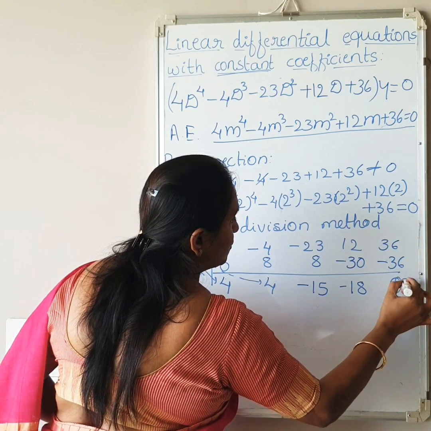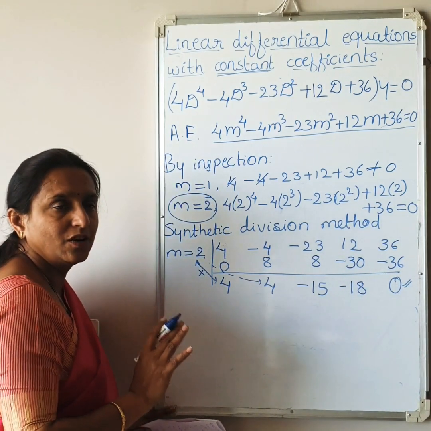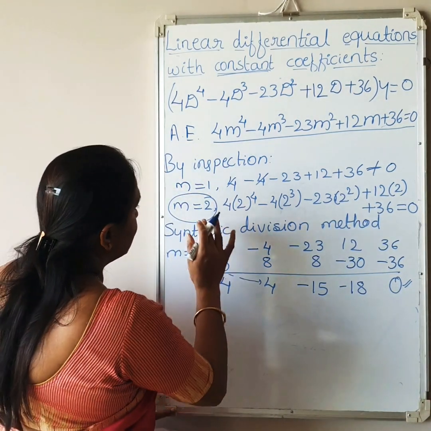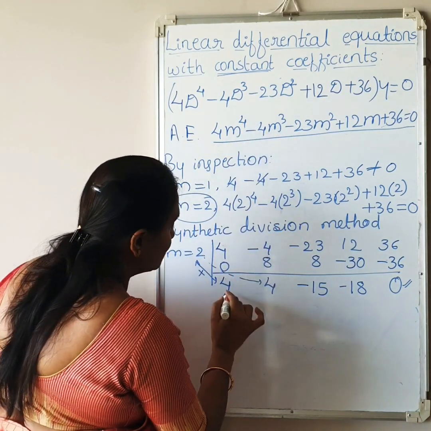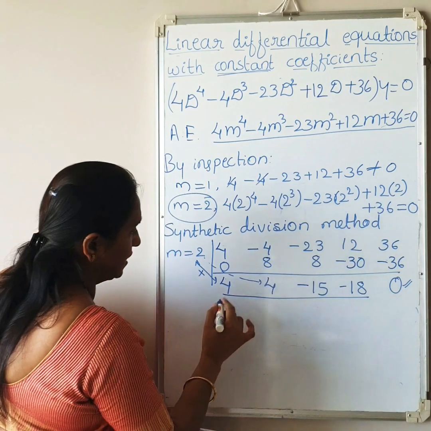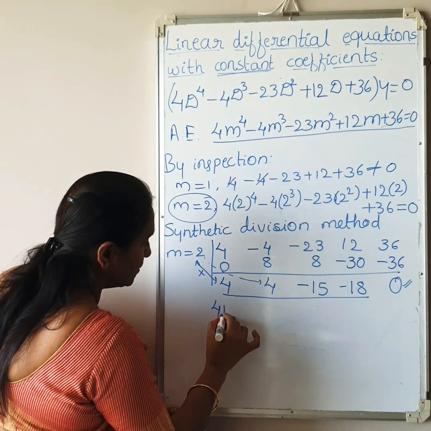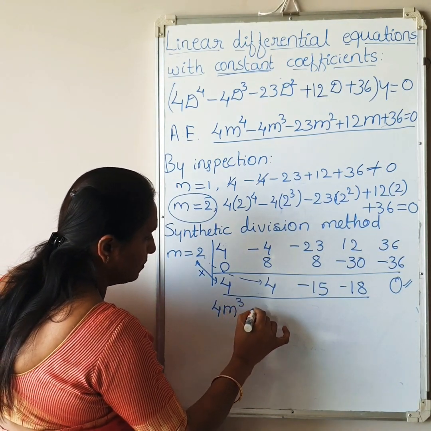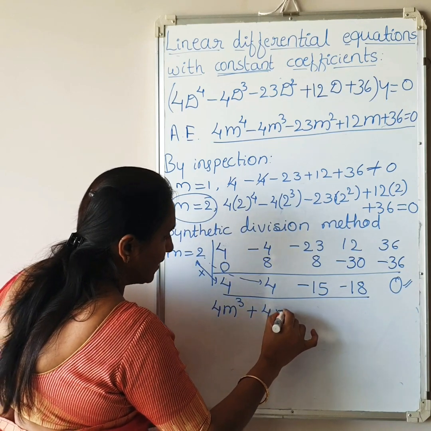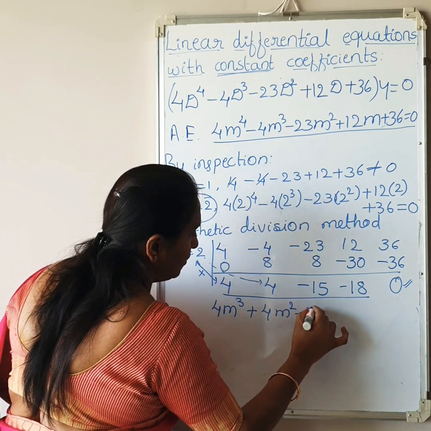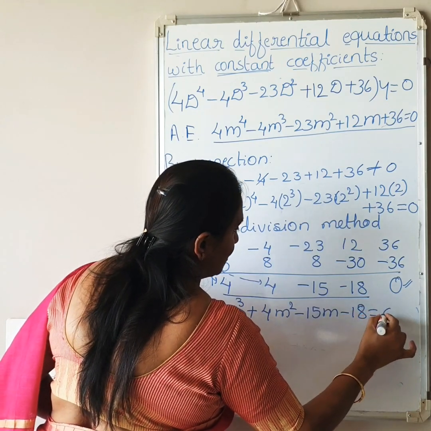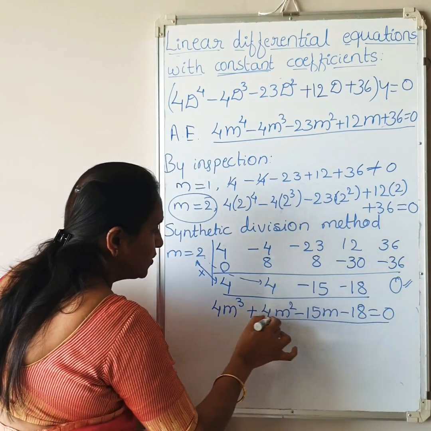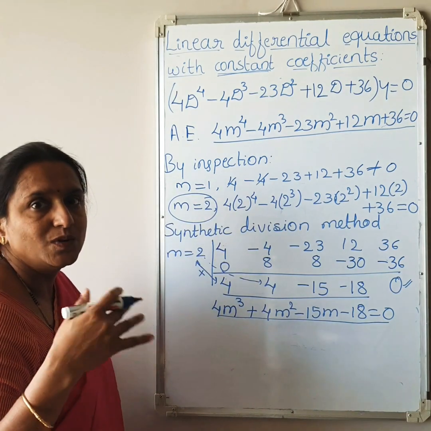Here always you will get 0. That you have to observe. Always you will get 0. Now this fourth order equation reduces to a cubic equation. Then by using these coefficients we can write 4m cube plus 4m square minus 15m minus 18 is equal to 0. For finding roots of this equation, you can use calci.